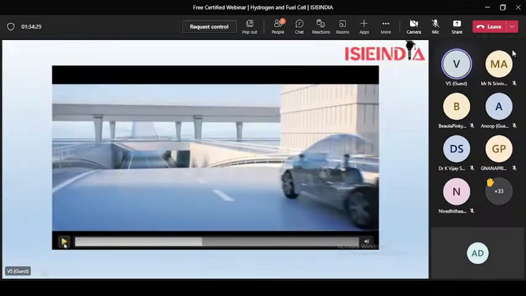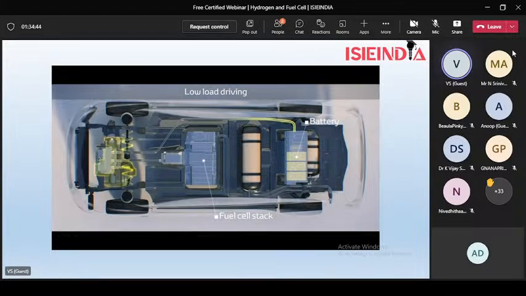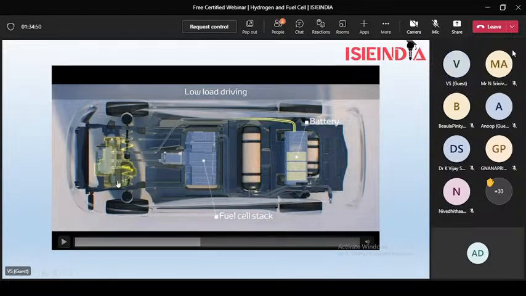Here you can see the low load driving condition. What happens here is that when the battery goes down, the fuel cell supplies energy to the motor and the motor is running, and along with that the fuel cell is also charging the battery.